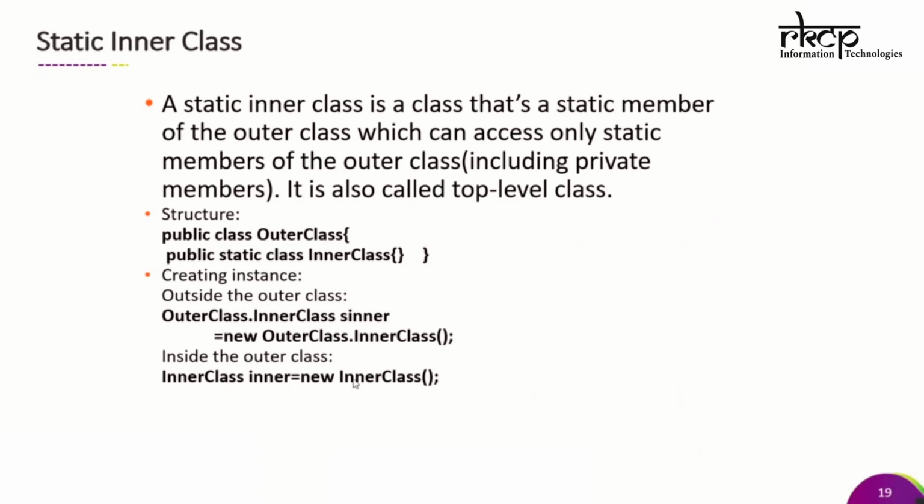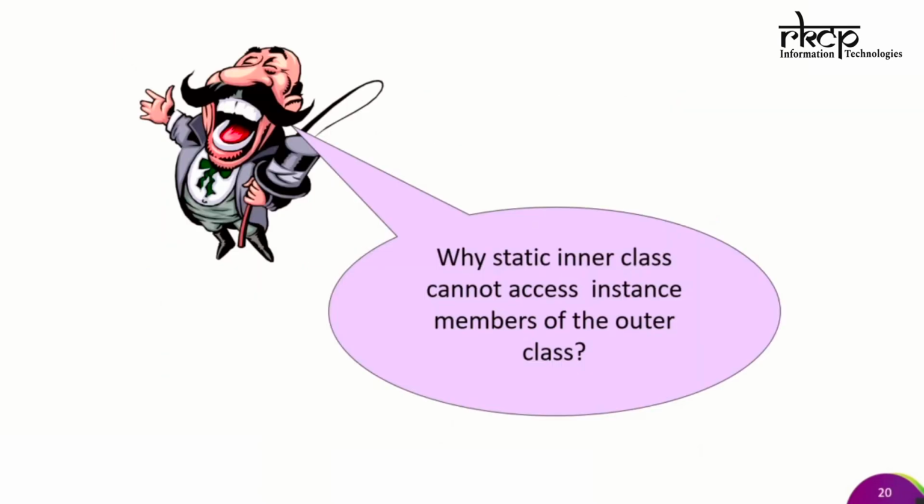Like that, you can create your inner class as static also. But all the members of that static inner class must be static only. So if anyone asks you to create an object of a static inner class, you will write outer class dot inner class, then object name, then new outer dot inner. Directly you can call it and create the object. In the same way, you can declare your inner class as private also.